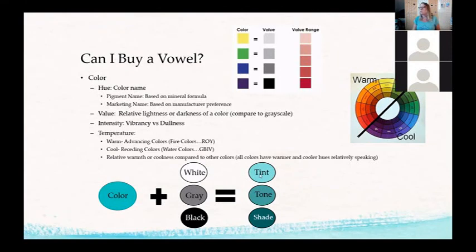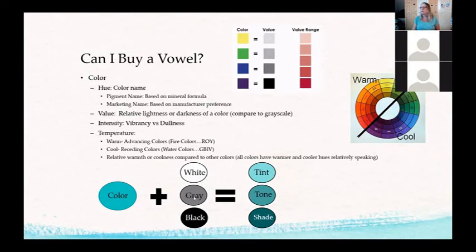And then with mixing white, you get a tint of that color. If you mix gray, you get a tone of that color. And if you mix black, you get a shade of that color. In watercolor, because it's a transparent medium, we typically don't mix white in it to get tints. We usually just use less of the color to let the white of the paper shine through.